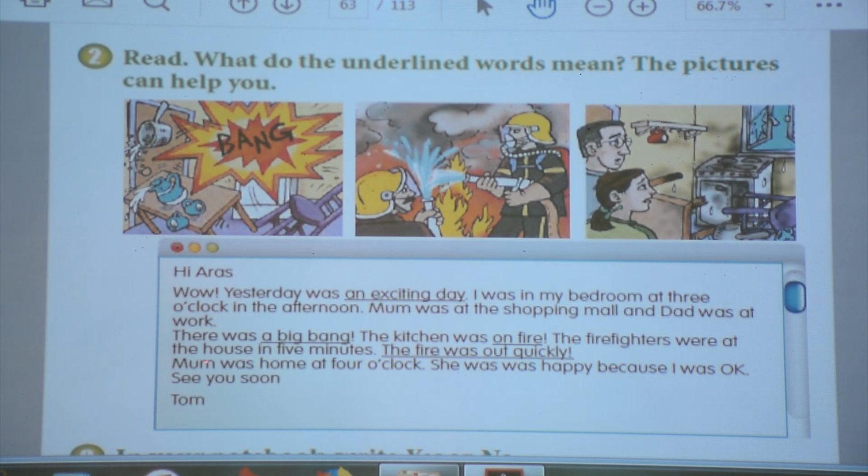Mom, what about the mom? Mom was home at 4 o'clock. She was... Now look, we have "she," so you should put "was," don't use "were," okay? And "was" is for past and it is singular. She was happy because I was, okay? If you look at the "I," it is singular, and you should put "was," don't use "were." Were is for plural, okay?